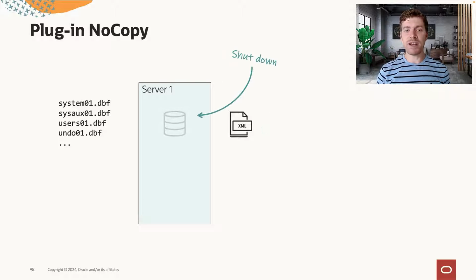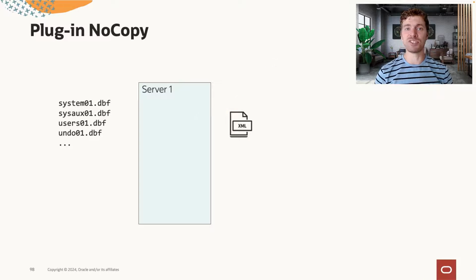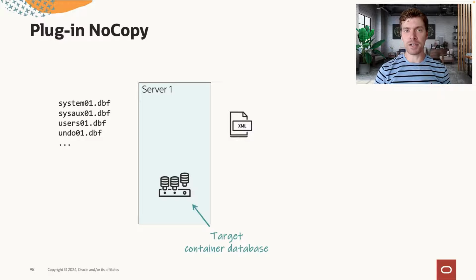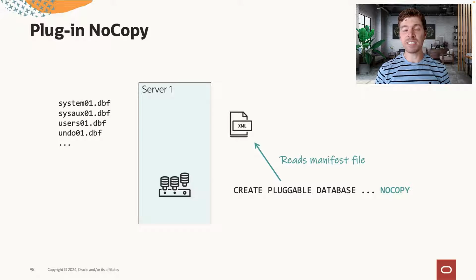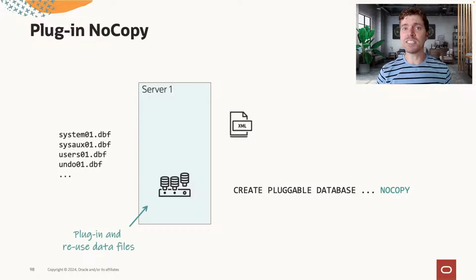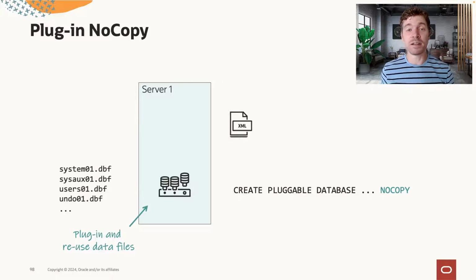Now, with this manifest file in hand, you shut down your source database, you connect to your target container database, and then you run your create pluggable database with this NOCOPY clause. This NOCOPY clause will read the manifest file, see all the list of data files, and will straight plug in this non-CDB as a PDB in your target container database. Okay, so it's going to simply plug in and reuse the existing data files.